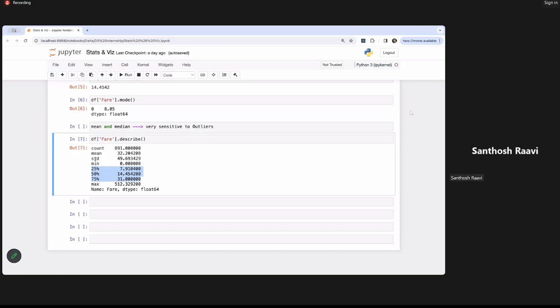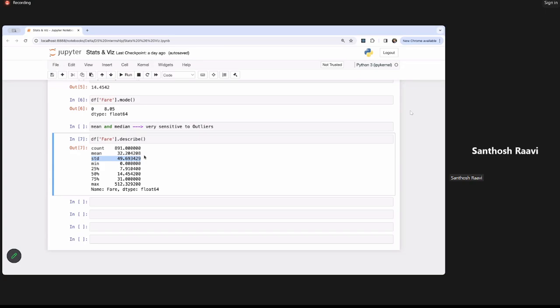Okay, and it is also giving the standard deviation. Standard deviation is nothing but how much the data points are spread in the distribution, from one point to another point. What is the deviation? What is the amount of distance from the mean value, from the average value? That's what the standard deviation will give you.